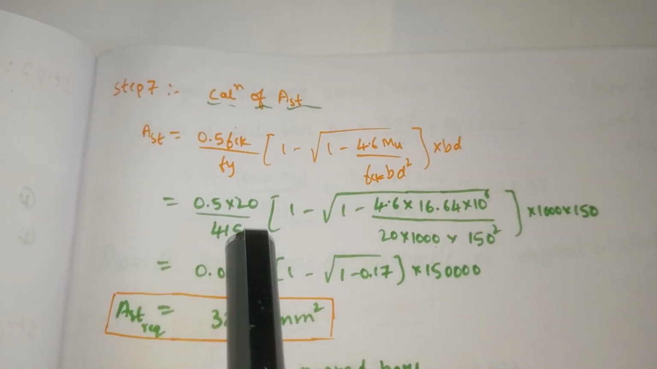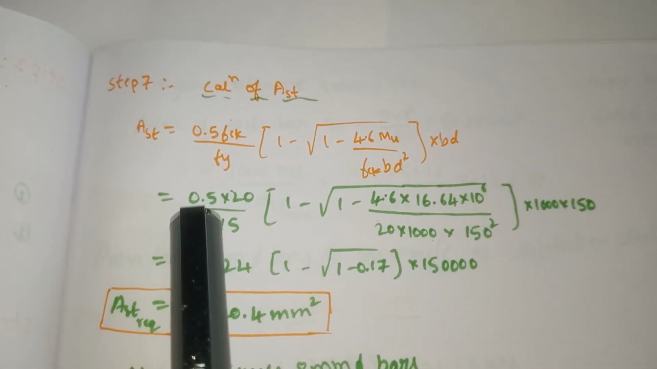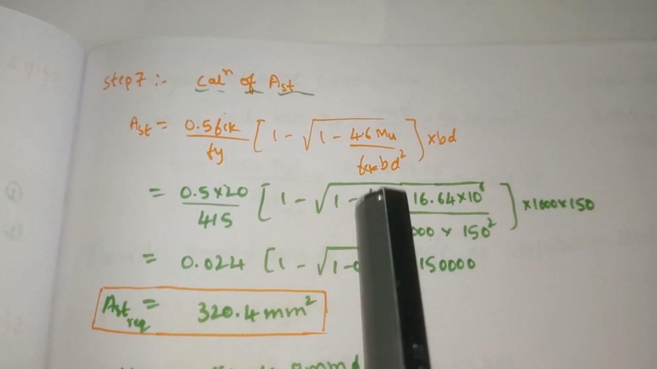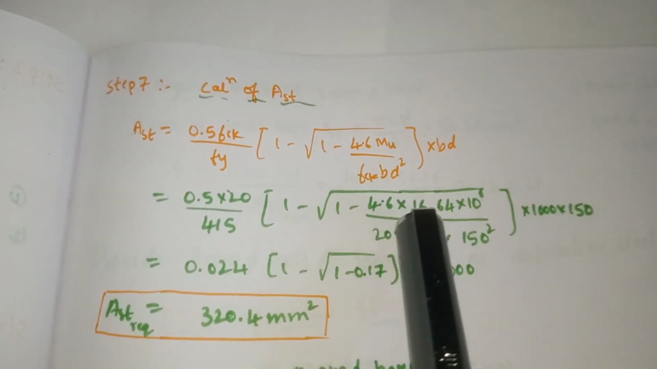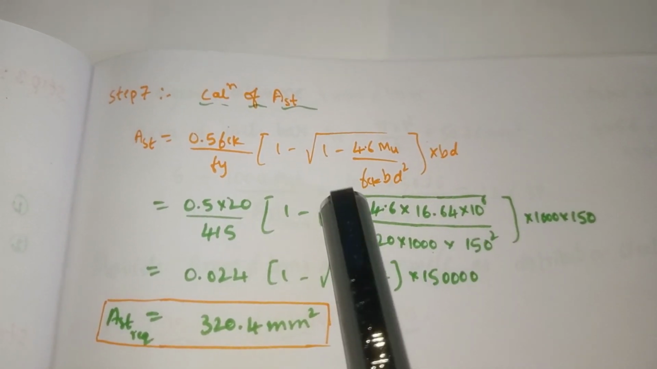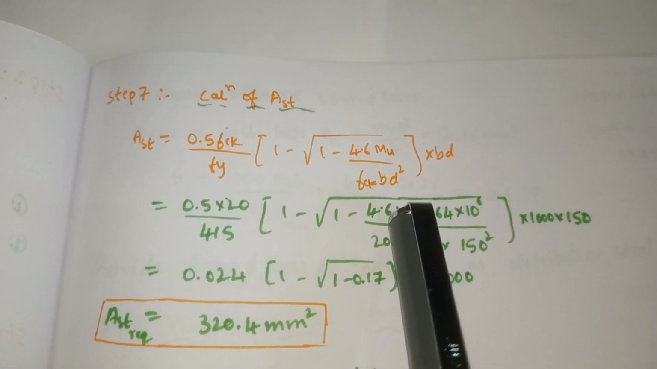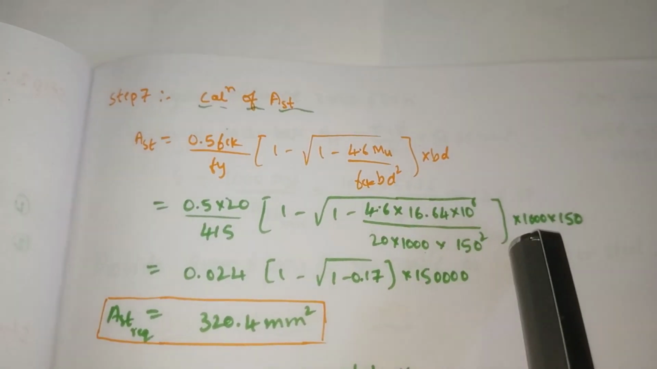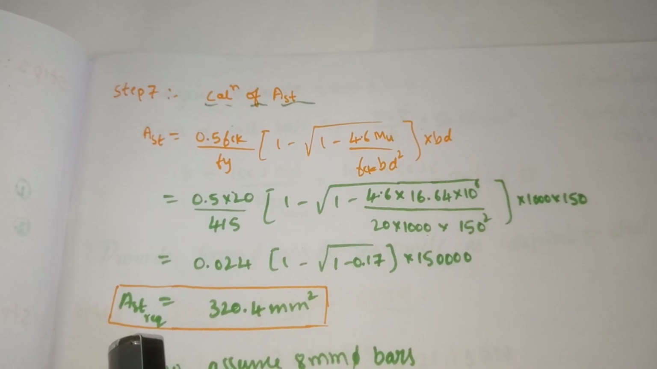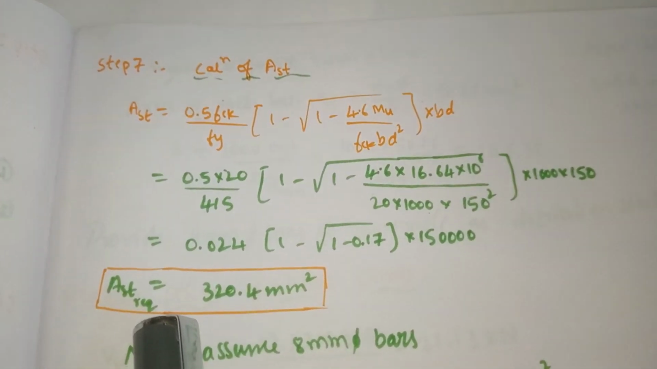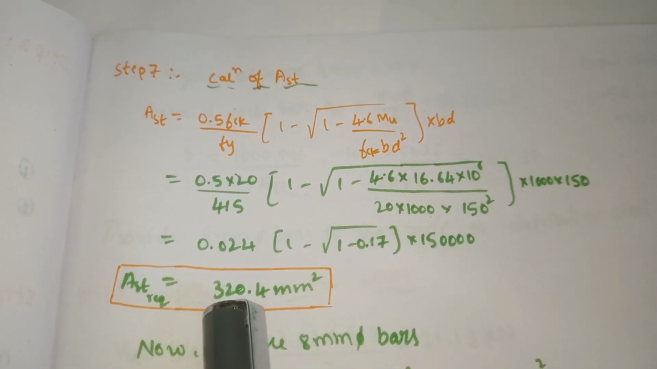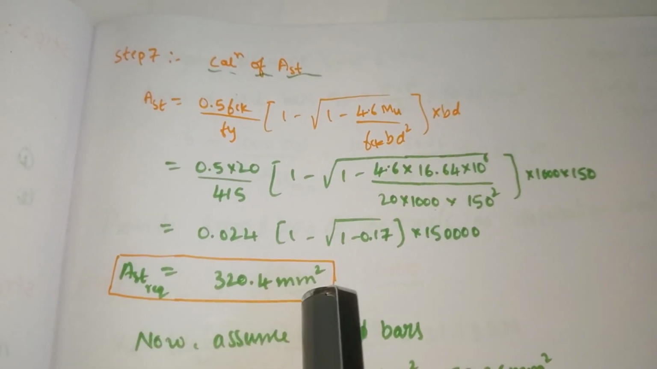So substitute all the values. 0.5 into our fck is 20, fy is 415, 1 minus under root of 1 minus 4.6 into Mu value we got was 18.64 into 10 to the power of 6, fck is 20, b is 1000, d is 150. So substitute all the values. After simplifying we will get our Ast required value as 320.4 mm square.